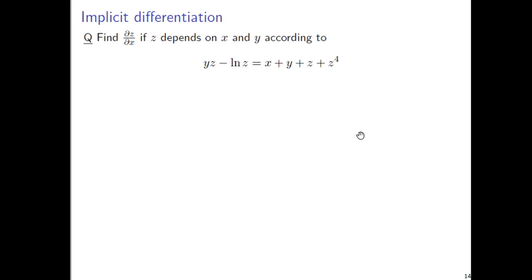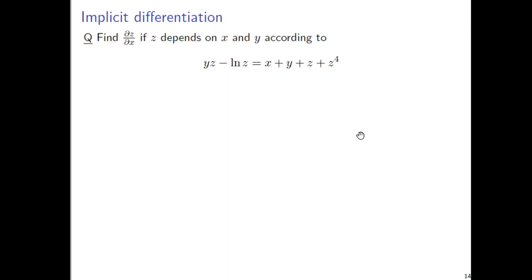Okay, let's find the partial derivative of z with respect to x if z depends on x and y according to this equation: yz minus natural log of z equals x plus y plus z to the fourth. You may have seen things like this from Calc 1.